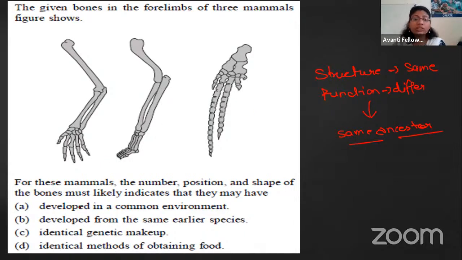So option A, which says developed in a common environment, it can be true. Option B is saying we developed from the same earlier species. That is right, because it says we have a common ancestor. Then C says we have a similar genetic makeup. If we had a similar genetic makeup, then all three would look alike, right? But it is not so. Then D says they have a common method of obtaining food. How do these limbs show a common method of obtaining food? No. So here we can only opt for option B, that similar structure and different function always shows homologous organs, and homologous organs always give us the evidence of the same ancestor.